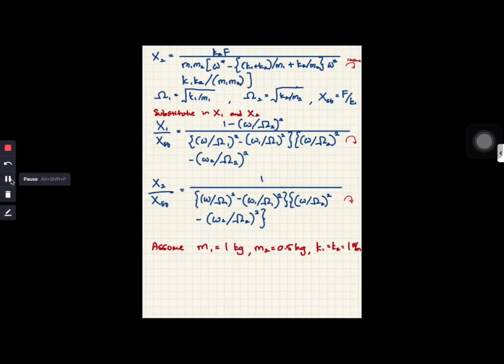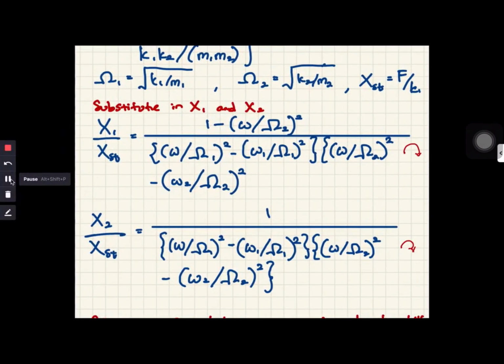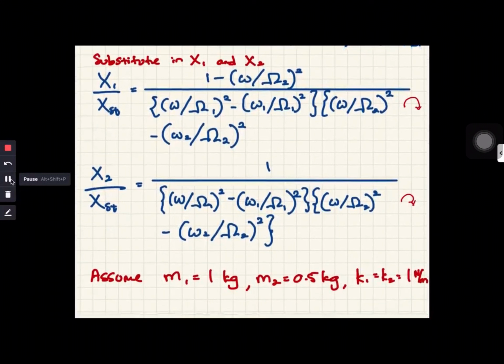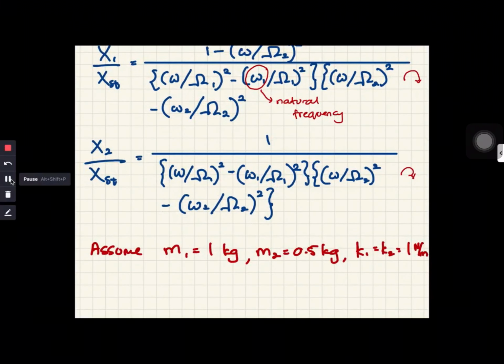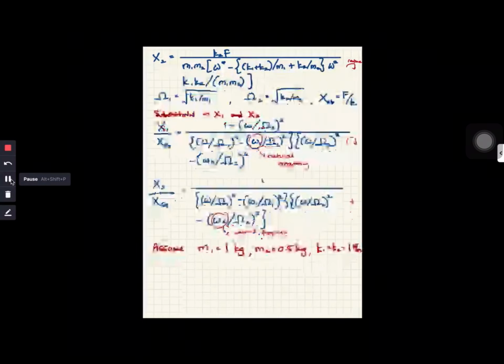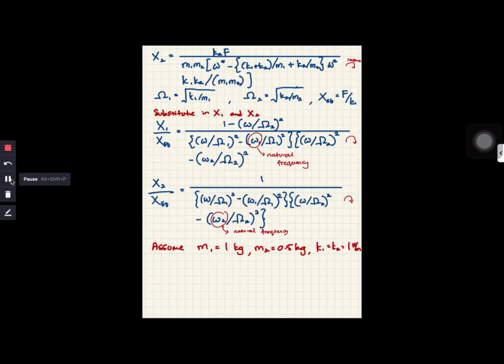Oh, and I forgot to mention, this omega 1 and omega 2 is actually where we derive the natural frequency omega 1 and omega 2. So omega is the general frequency. Okay. We've talked about how to derive the omega 1 and omega 2, I think, in the previous session. Okay.